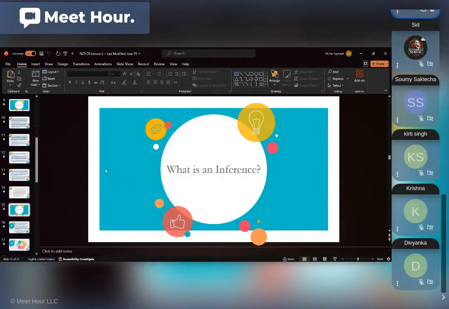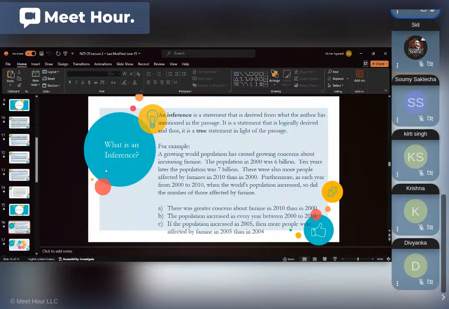Now we'll come to what is an inference. Can you see the slide? What is an inference?